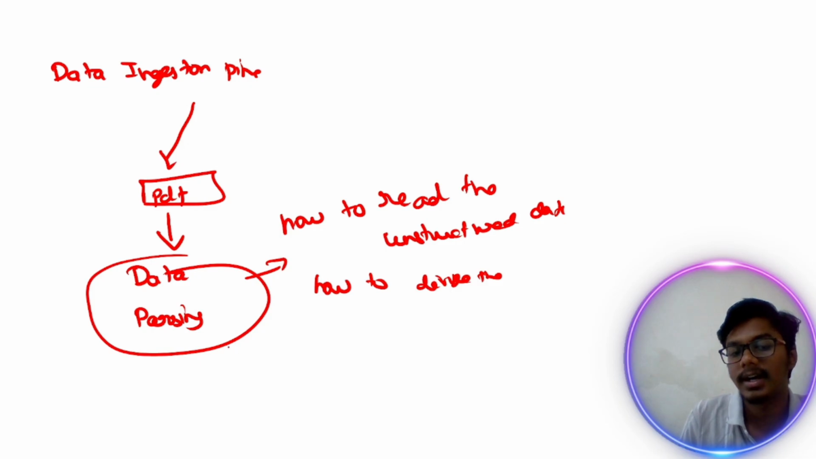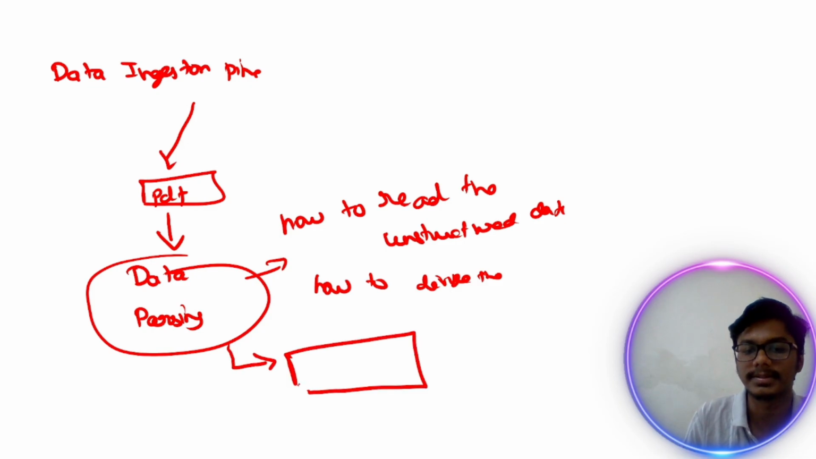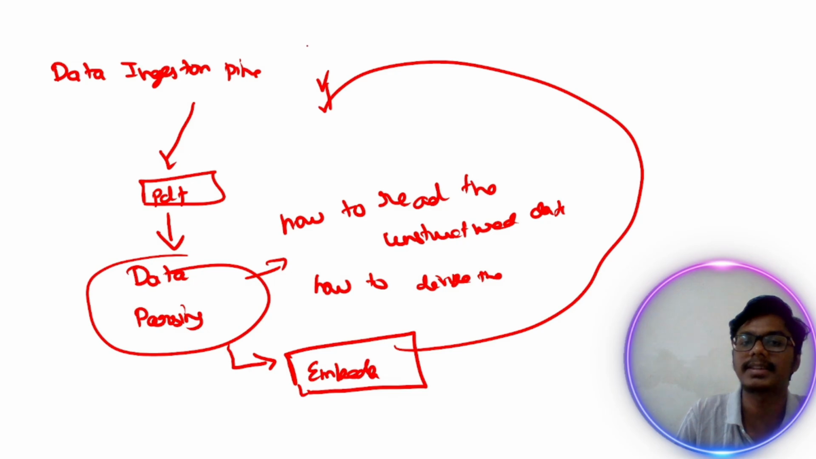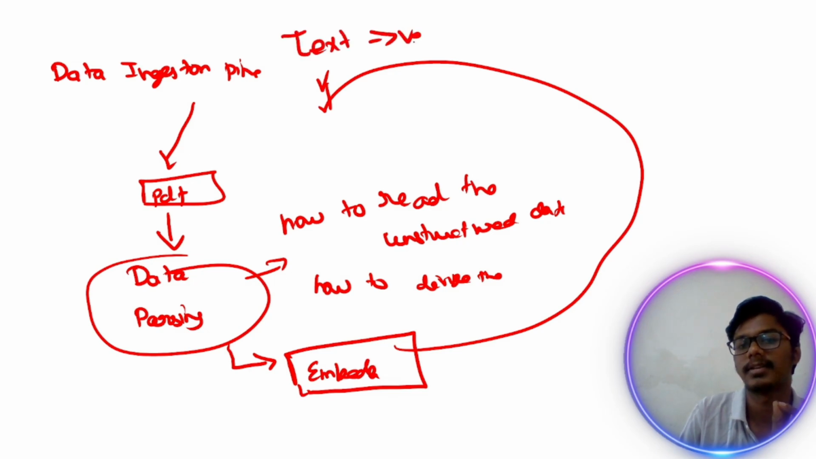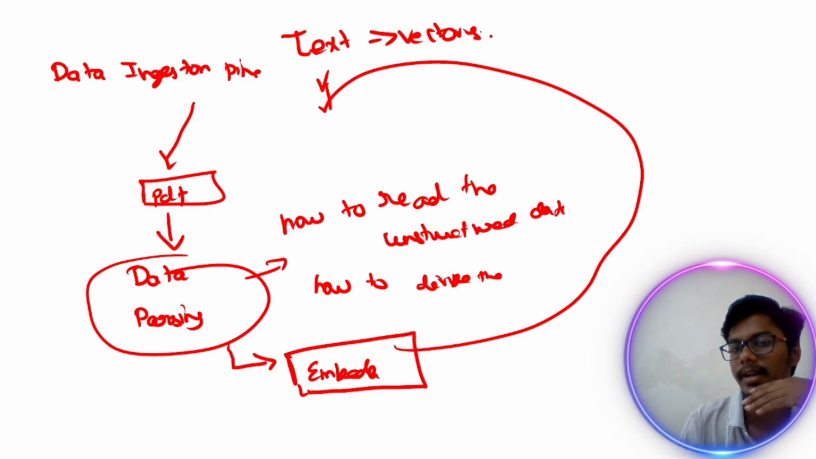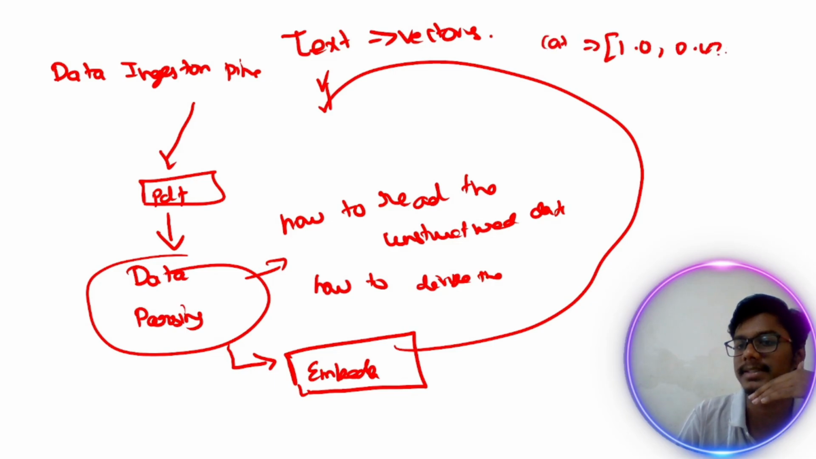So after data parsing, it goes into the embedding model. So we want to do the embeddings, right? Embedding is nothing but we are going to convert that text into vectors. Why do we want to convert text into vectors? Because computers basically understand numbers faster, right? For the cat, I'm just giving 1.2, 0.47. These are the embeddings, right?